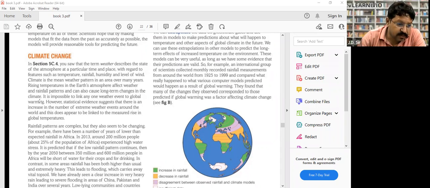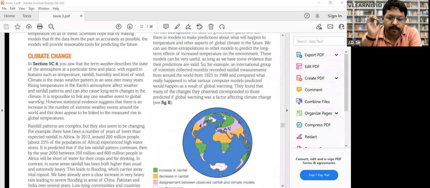Clear? It is not possible to link any one weather event to global warming. However, statistically, evidence suggests that there is an increase in the number of extreme weather events around the world, and this does appear to be linked to the rise in global warming. So there are sudden events like a tsunami. So what is a tsunami? A tsunami is not climate change. This is a type of weather change. Suddenly, right? Large waves form. But what is the reason behind it? When you talk about it, that may be because of global warming.